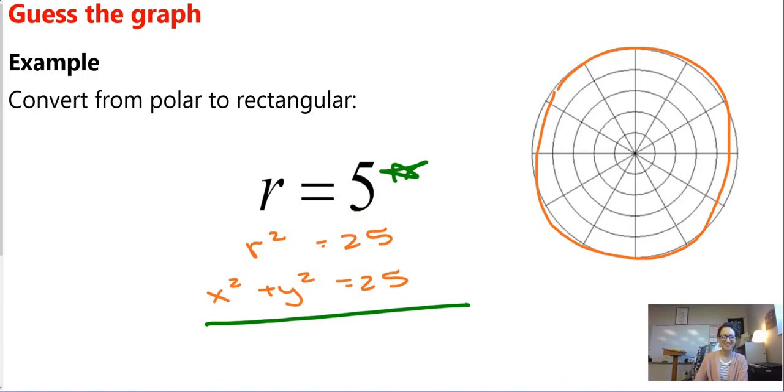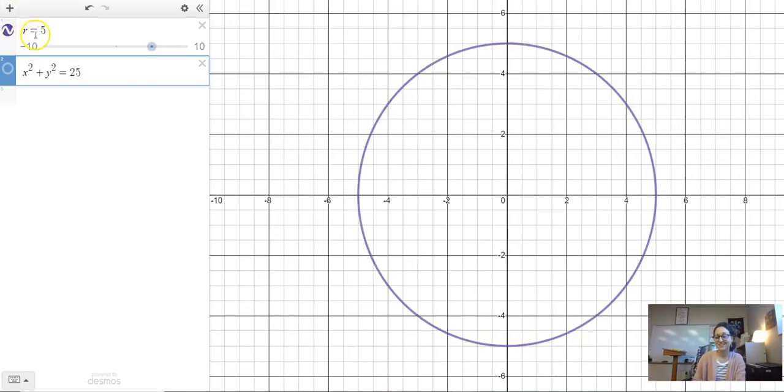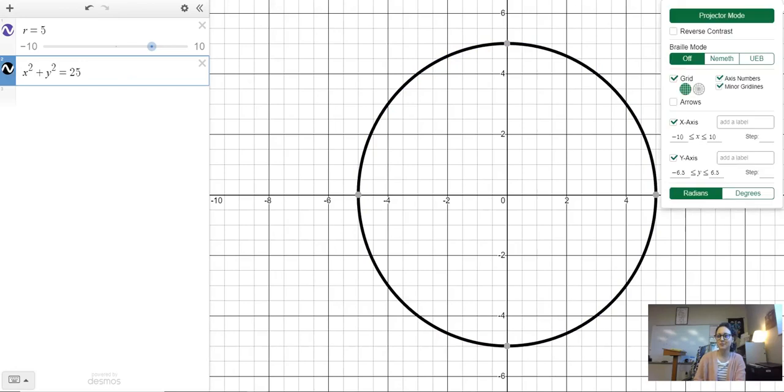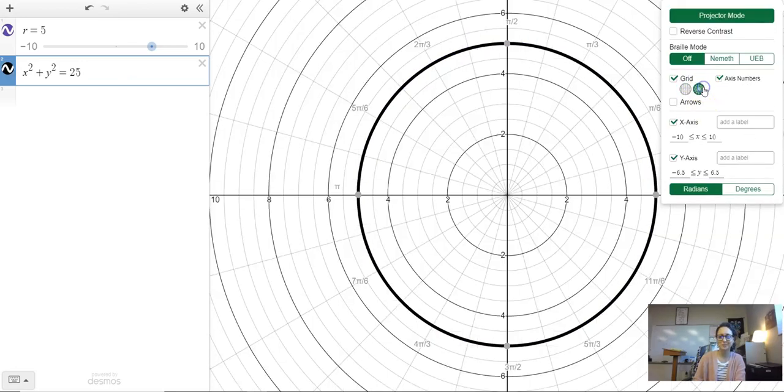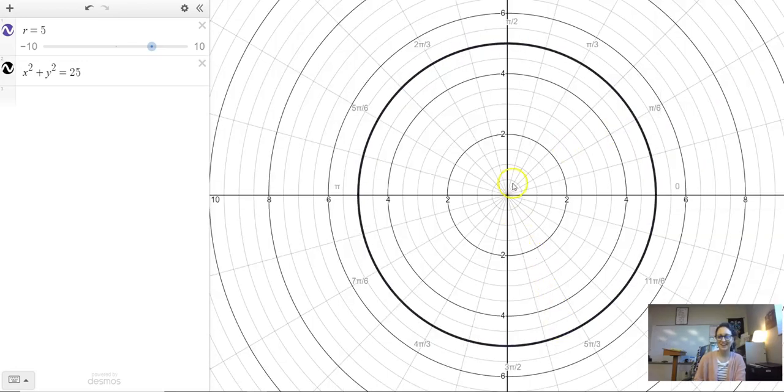So let me show you also on Desmos here. If I just type into Desmos r equals 5, Desmos can plot this polar graph for me. If I do this in rectangular form, let's double check, make sure the graphs are the same. They are indeed. And remember that we can change our grid to be polar. And you can see there that I am on a circle with radius 5 centered at the origin once again.